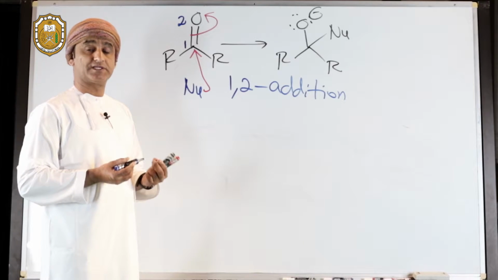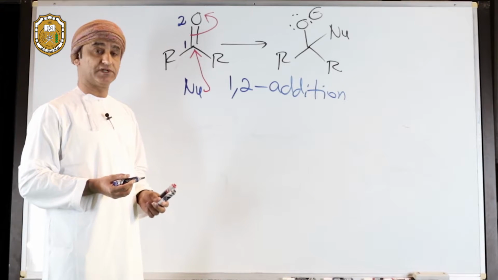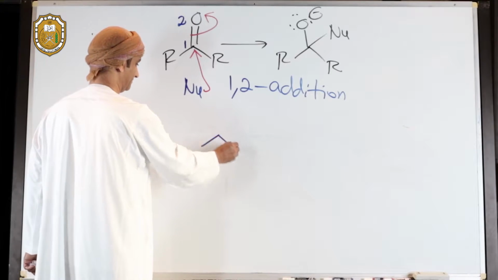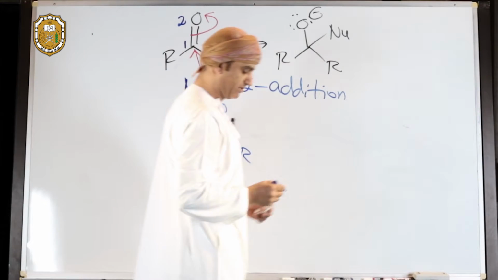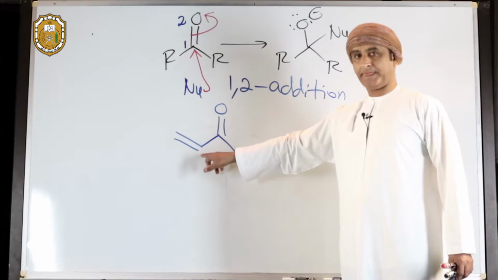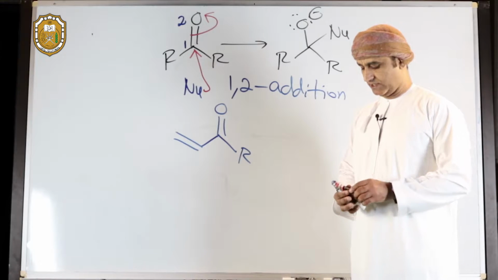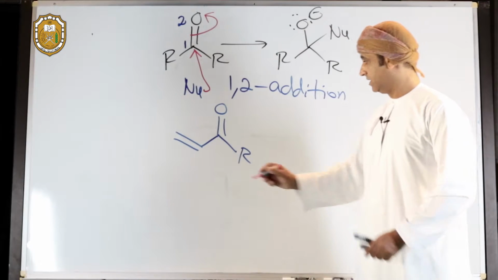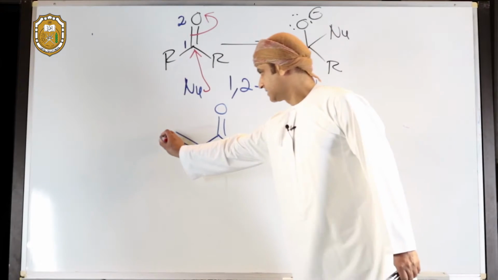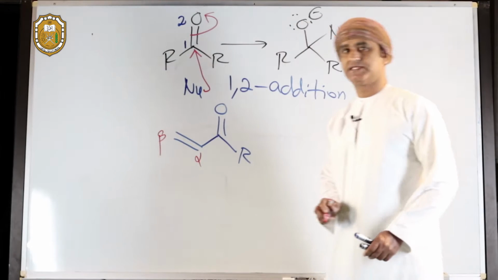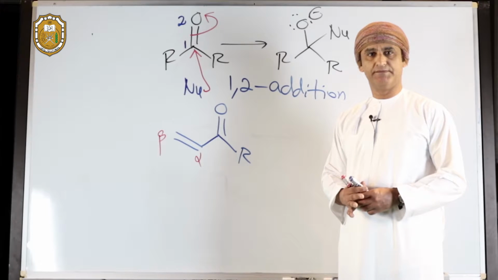What if there is a double bond on the aldehyde or the ketone or the carbonyl compound in general, something like this? So there is a double bond between carbon number 2 and carbon number 3. The carbon number 2 is described as alpha, so that's the alpha carbon. This carbon is described as beta, so therefore this compound is an alpha beta unsaturated carbonyl compound.